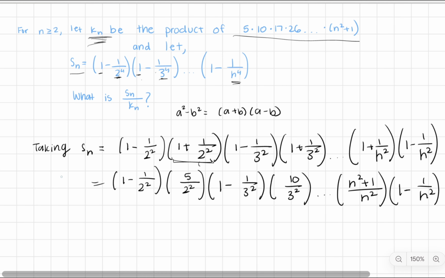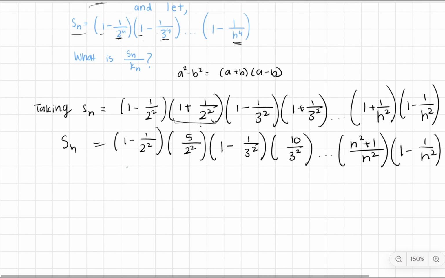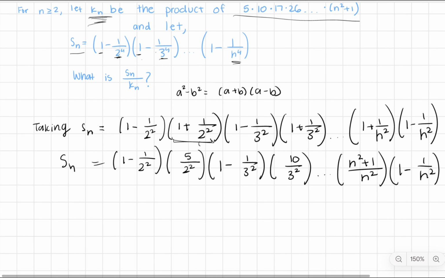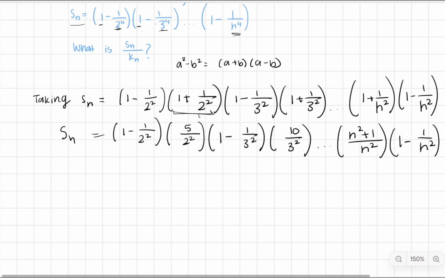Alright, so this is S_n. I think we are pretty much done with simplifying S_n, because once again, we don't really want to simplify this further, as it would defeat the whole purpose. It would just make things a lot more confusing. So now let's just get into it. Let's just divide by K_n.